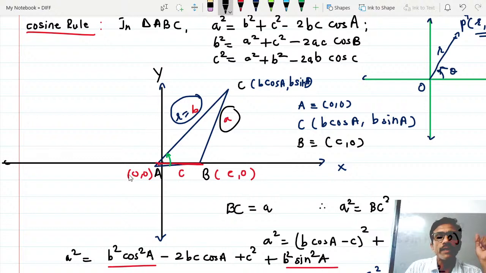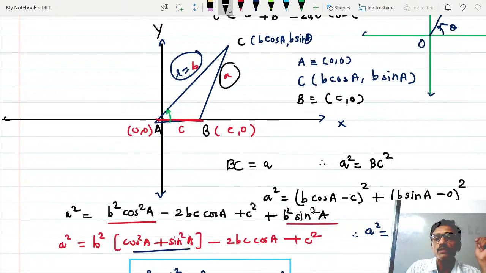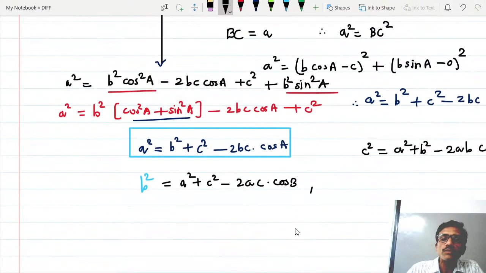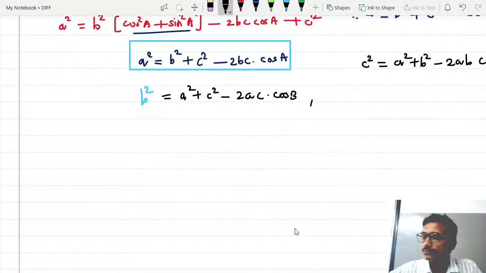So accordingly, the coordinates of A are (0, 0), the coordinates of B are (c, 0), and the coordinates of C are (b cos A, b sin A). Now look at this, BC is equal to a. So a square is BC square. We apply the square of the distance formula here, and after expansion you get a square equal to b square plus c square minus 2bc cos A. Similarly, we can write b square equal to a square plus c square minus 2ac cos A. This is the cosine rule we have proved.